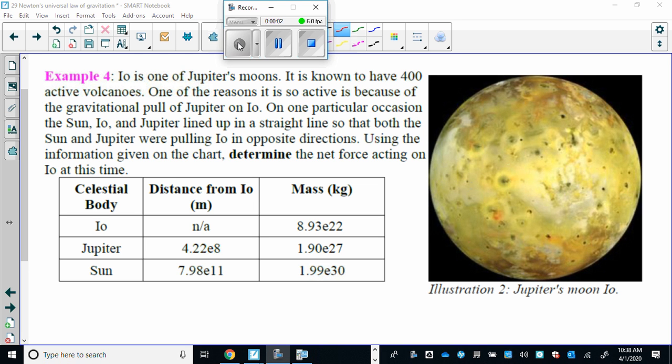This is the second part of lesson 29, Newton's law of universal gravitation. And here's a more typical problem that you would be asked in this unit.